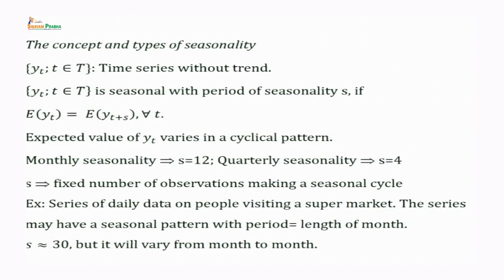Now, we consider the concept of seasonality and different types of seasonality. So, suppose Y_t is a time series and we assume that the time series does not have any trend. Then we say that Y_t is seasonal with period of seasonality S if the expected value of Y_t is equal to the expected value of Y_{t+S} for all t. So, the expected value of Y_t varies in a cyclical pattern. For instance, if your time series has monthly seasonality, then S is equal to 12. And if your time series has quarterly seasonality, then S is equal to 4. So, usually S is a fixed number of observations making a seasonal cycle. So, normally we assume that S is fixed.